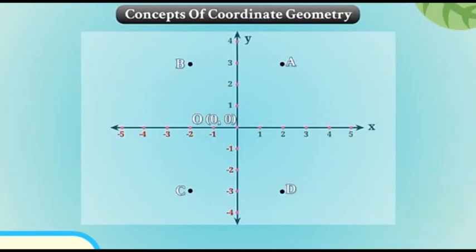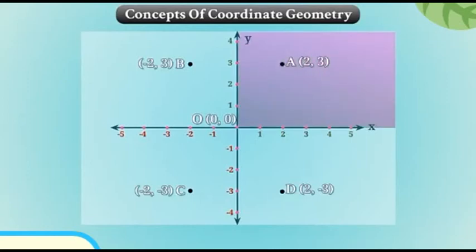Let me tell you, the coordinates of point A are (2, 3). The coordinates of point B are (-2, 3). The coordinates of point C are (-2, -3). And the coordinates of point D are (2, -3). As you can see, the coordinates of a point in the first quadrant will be positive, positive, as the first quadrant is enclosed by the positive x-axis and positive y-axis.